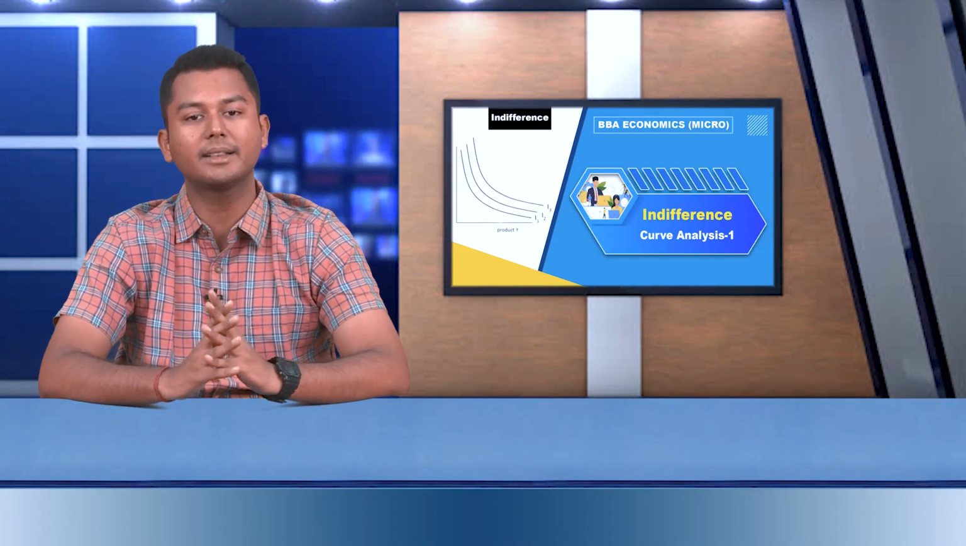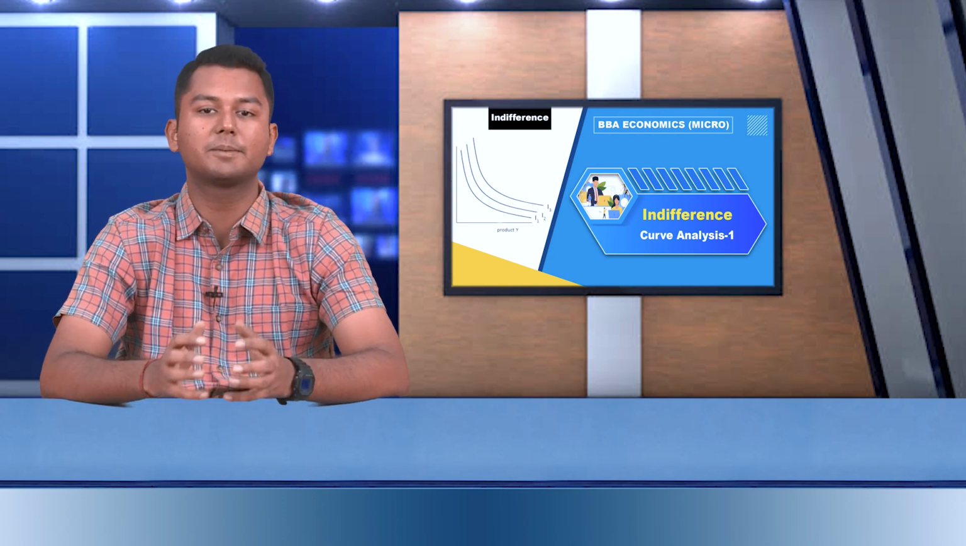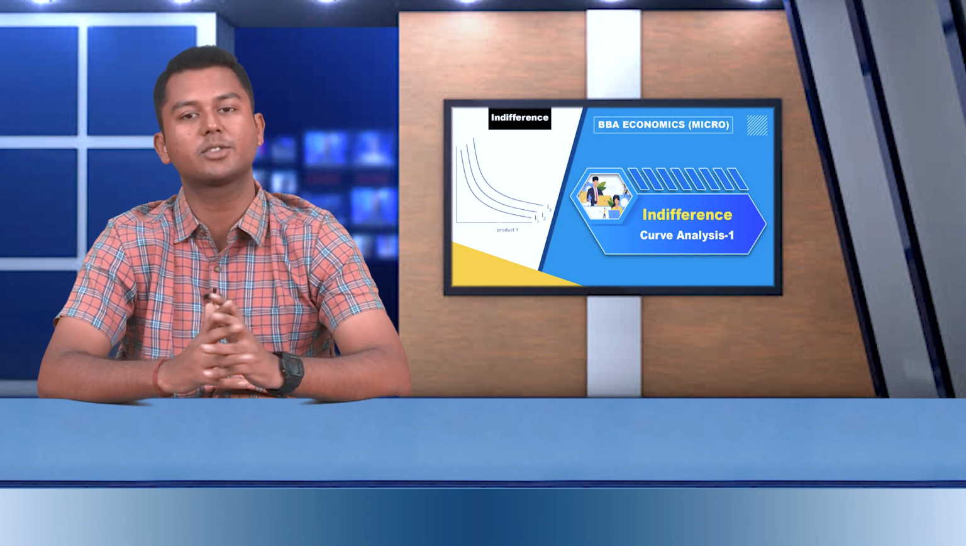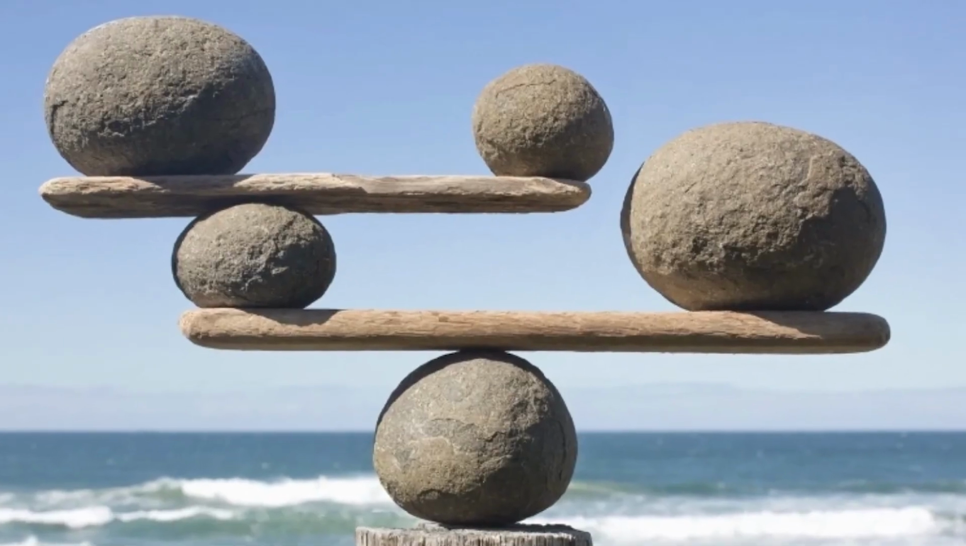This diminishing pattern reflects the human tendency to seek balance and variety in consumption. It explains why indifference curves are convex to the origin and why consumers typically choose balanced consumption bundles.